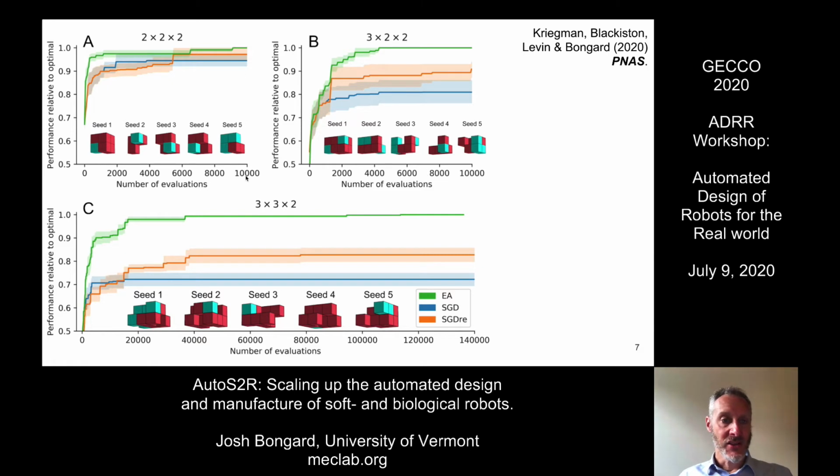Given 10,000 generations of a multi-objective optimization process, evolution was able to consistently find one or more of these optimal designs. Stochastic gradient descent did okay, but not quite as well.